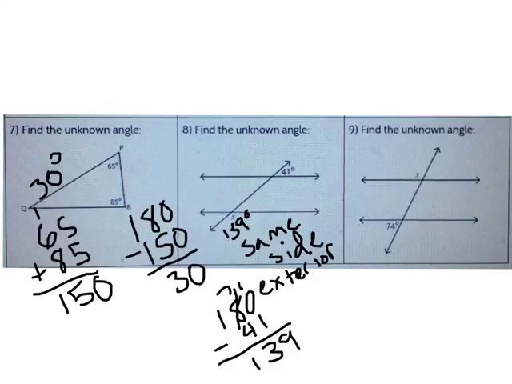Now you try one. Find the value of the unknown angle. What is X in this example? Here, X is 106 degrees. These are also same side exterior angles, so they're supplementary. I can subtract 180 minus 74 to find the missing angle. The missing angle is 106 degrees.